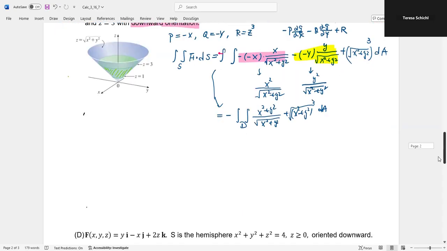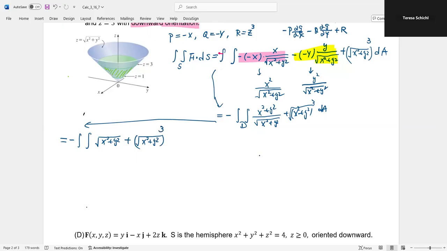Let's take a look, go all the way to here. So this will be equal to negative, right? So this x squared plus y squared cancels with the square root. So it will be x squared plus y squared, then plus x squared plus y squared to the cube here, then the dA is here. From here, if you want to find the x-y relation, it is still not very easy to find.